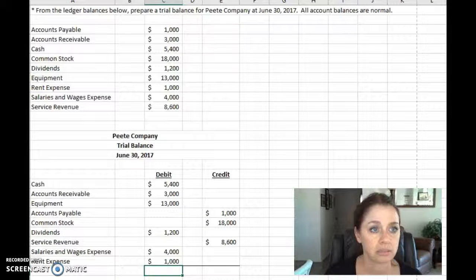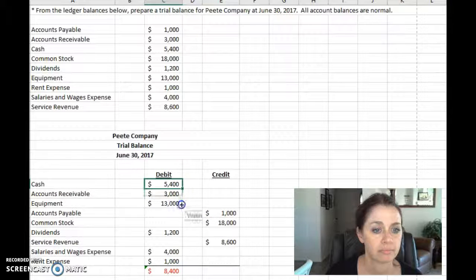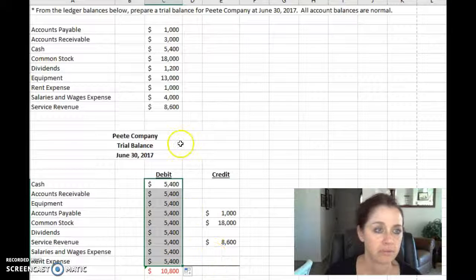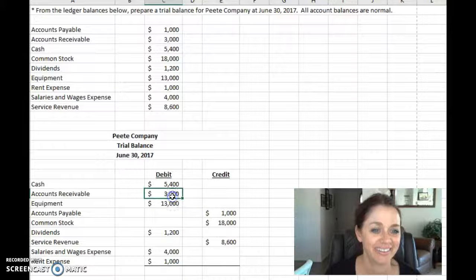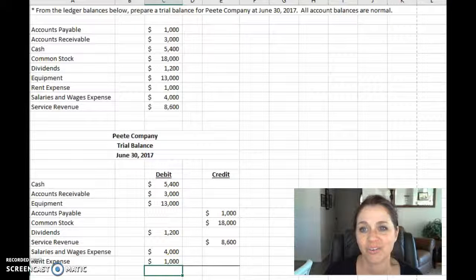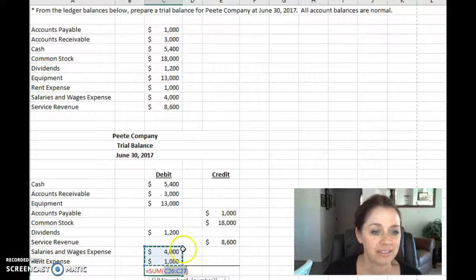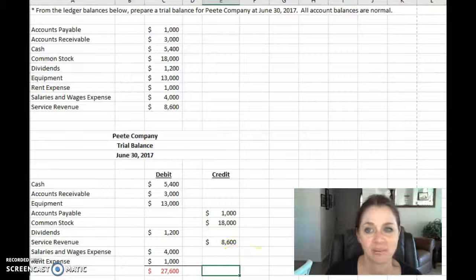And let's see, I'm going to auto sum that one. And oh, that didn't work. Hold on just one second. For heaven's sakes. We're going to auto sum that one. There. And we're going to do the same here.